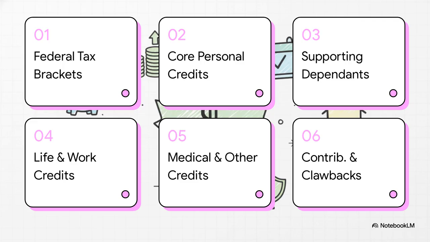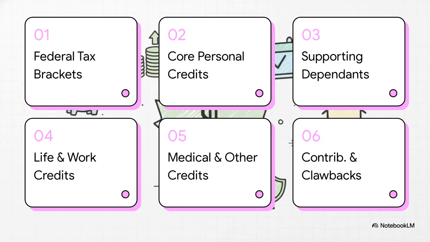So here's our roadmap. We've organized this into 6 main parts. We'll kick things off with the tax brackets, which are the foundation of everything. Then we'll dive deep into all the major tax credits, from the basic personal amount to credits for dependents, work, and medical expenses. And we'll finish up by looking at mandatory contributions and those tricky benefit clawbacks.